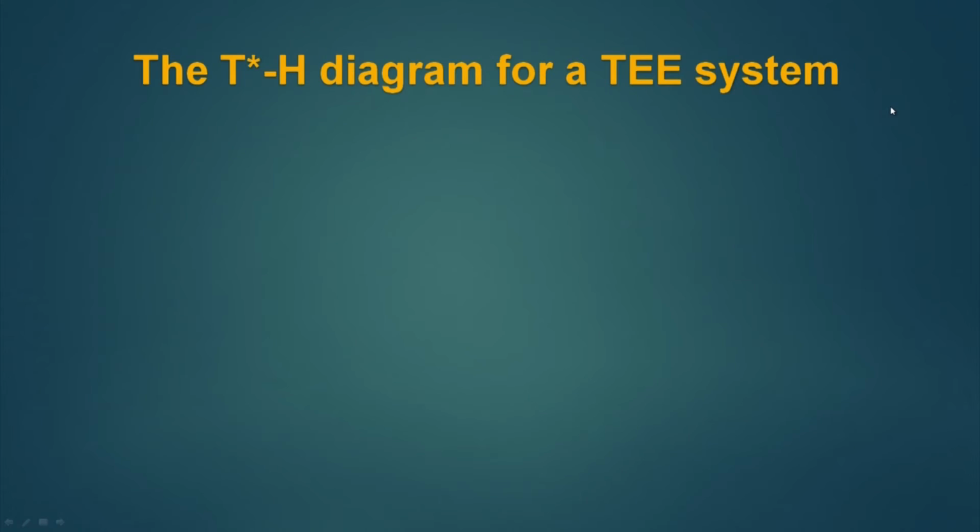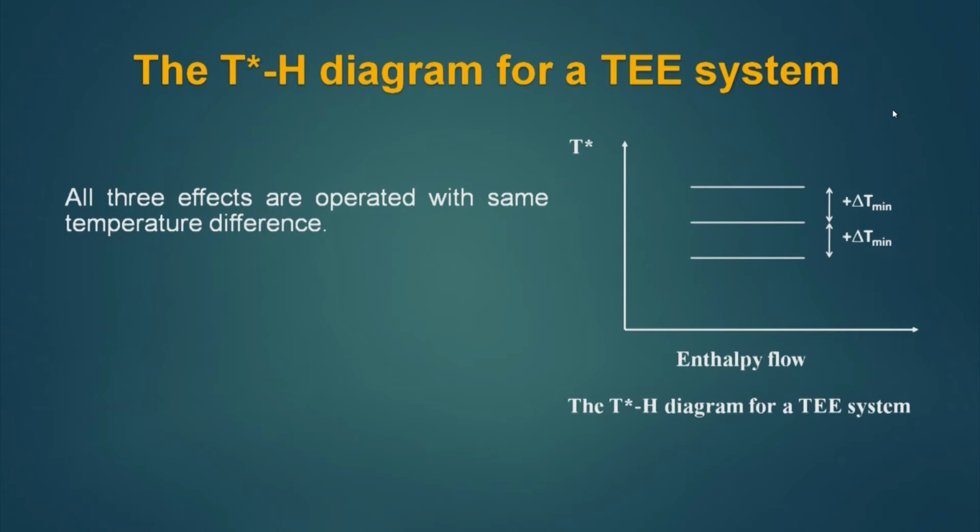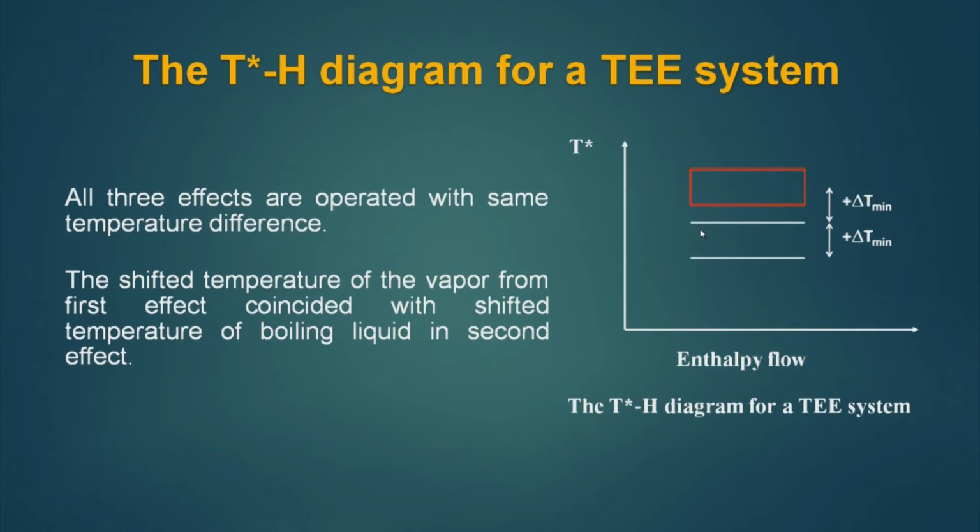Now, let us draw the TH diagram for a triple effect evaporator system. Now, if we see the boiling point and vapor generation temperatures, there will be 3 such temperatures here, when I draw it in a natural T versus enthalpy diagram. So, all 3 effects are operated with the same temperature difference. Then if I convert it into T star, then this becomes this, becomes this.